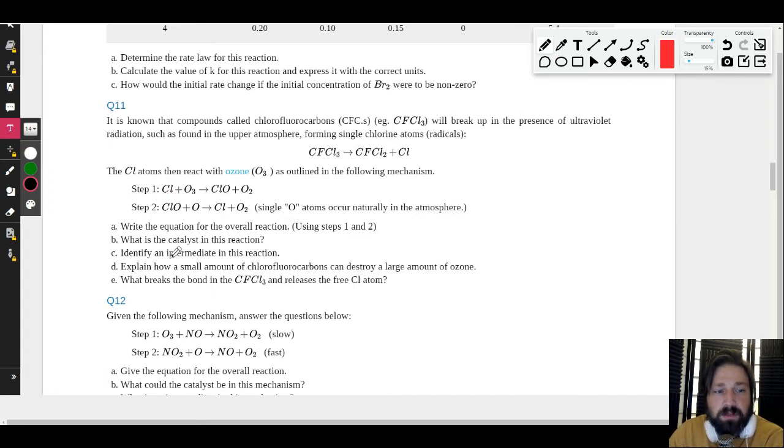Okay. An intermediate is the other side of that coin. It's something that is formed in the reaction and then gets used up. So these things that you're crossing out are either going to be catalysts or intermediates. Catalysts are there in the beginning and regenerated. Intermediates are created and then destroyed. Okay.